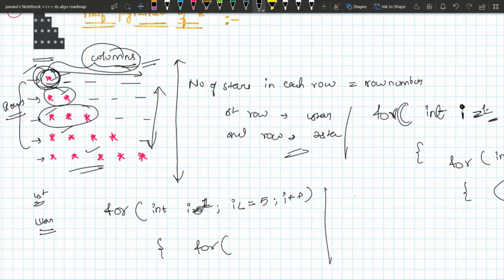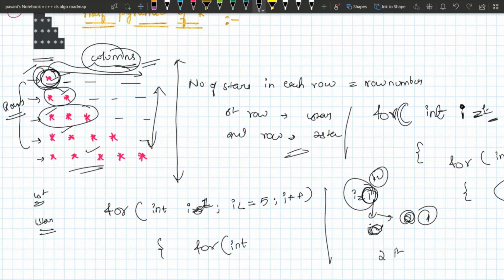So what is the i value? The i value is the number of iterations the j loop is making, right? For i equal to 1, j will make one iteration. For i value 2, the row value is 2, so there are 2 iterations. That means for int j equal to 1, j less than or equal to i. Try to think about this. I think this made some sense, right?